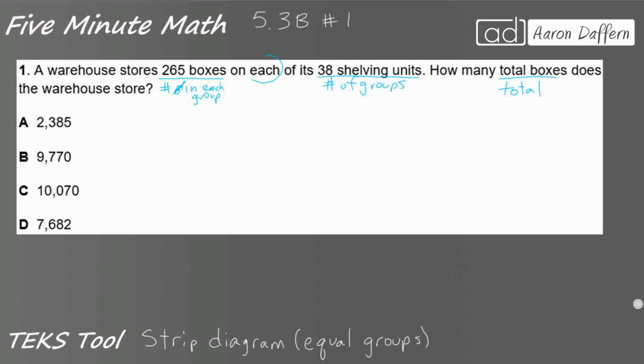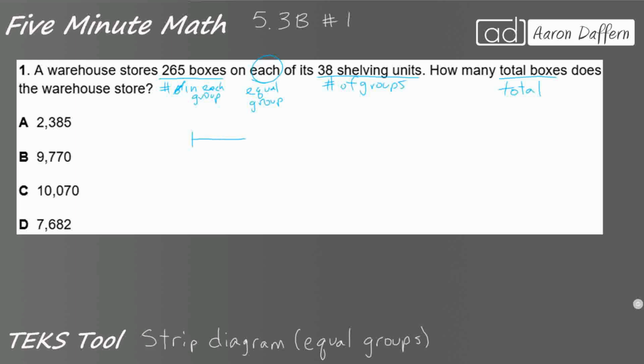And then it's this word "each." This word "each" lets us know that we have equal groups, because that means every single shelving unit literally has 265 boxes. It's the same in each group. And when we have equal groups, we can represent this with a strip diagram that is focusing on equal groups. So when we're looking for the total, this is what we're going to do.